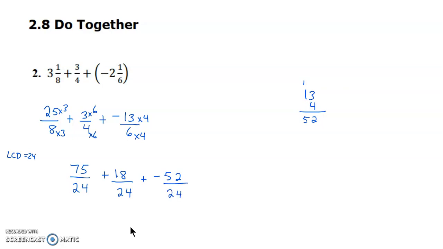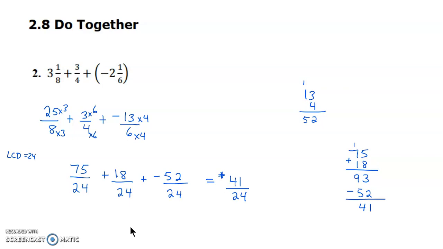And now I'm going to take a look at my signs. I've got 2 positive fractions and a negative fraction. So I'm going to combine the 2 that are positive, the 75 plus the 18. 5 and 8 is 13, carry my 1, so 93 for the positive. And then I'm going to take away the 52. Now the positive is where we're going to be on our answer. So take that 52 away, 3 minus 2 is 1, and 9 minus 5 is 4. So I'm going to end up with 41 over 24.